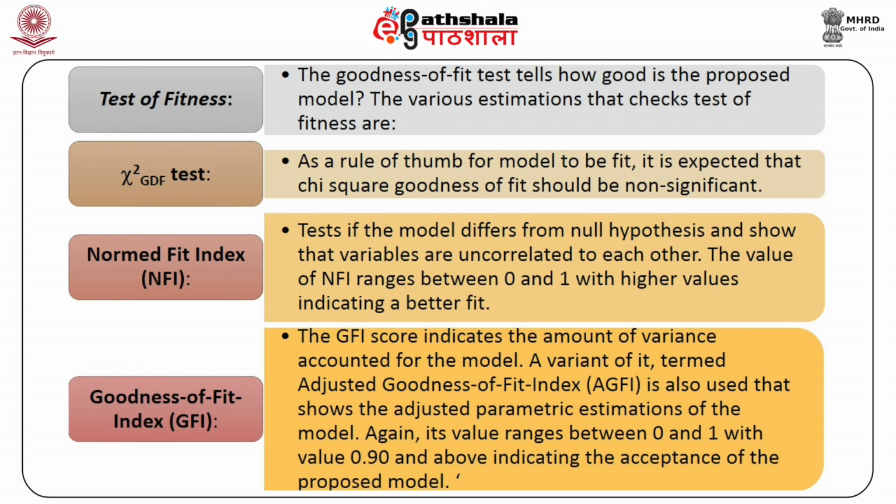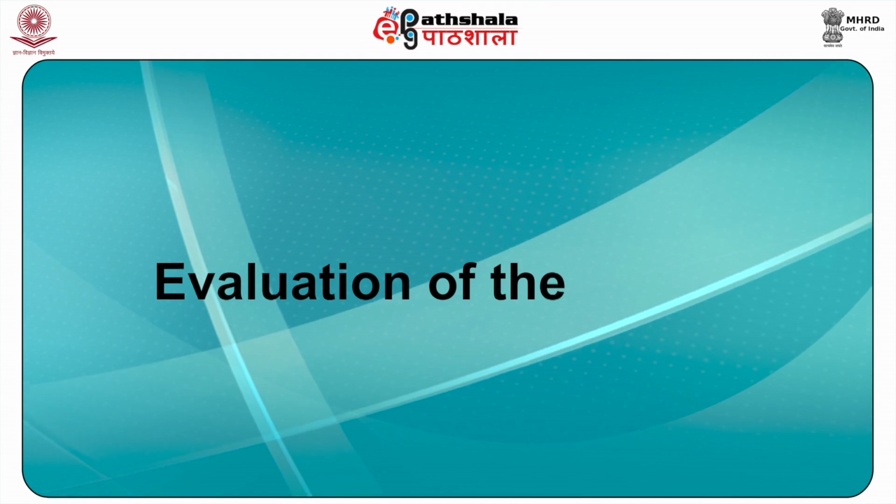The goodness of fit index or GFI, the GFI score indicates the amount of variance accounted for in the model. A variant of it termed adjusted goodness of fit index is also used to show the adjusted parametric estimation of the model. Again, its value ranges between 0 and 1 with a value of 0.90 and above indicating the acceptance of the proposed model. The next step in application of SEM is evaluation of the results.